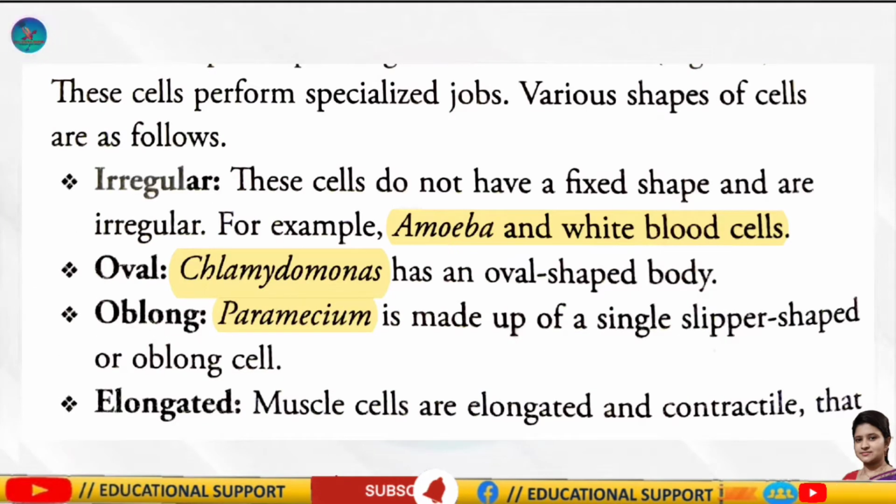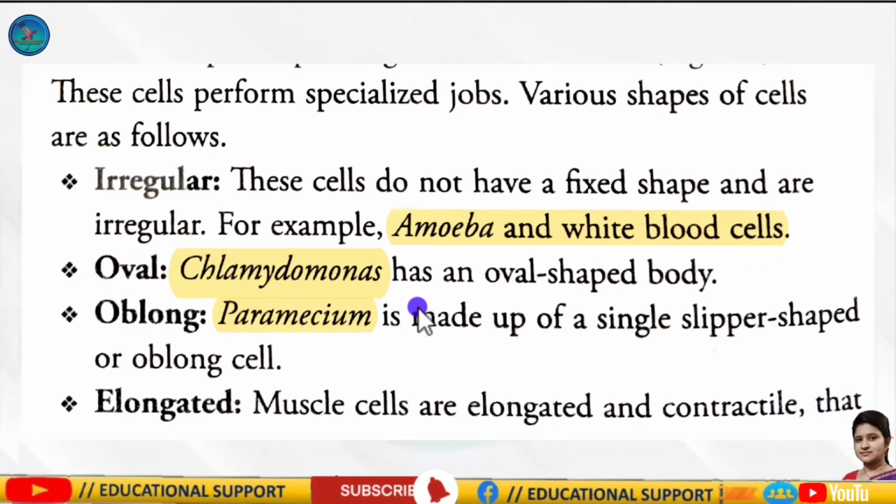So next, these cells perform specialized jobs, and the various shapes of cells are as follows: irregular, oval, oblong, elongated, etc. Irregular means these cells don't have a fixed shape. For example, amoeba, white blood cells. And next is the oval.